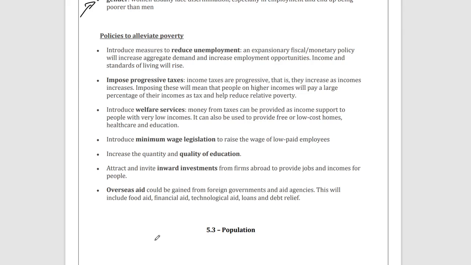So yeah, those are the policies to alleviate poverty. The first one is to reduce unemployment. That basically means if you take measures that favor employment, then your poverty will reduce. Also, you can use expansionary fiscal policy and monetary policy, which we have looked at.